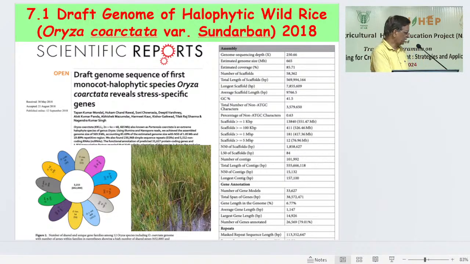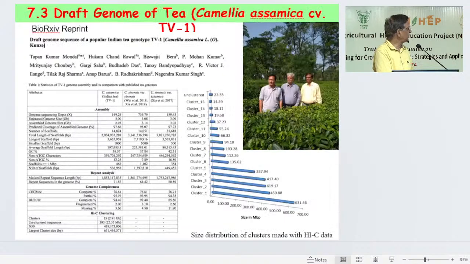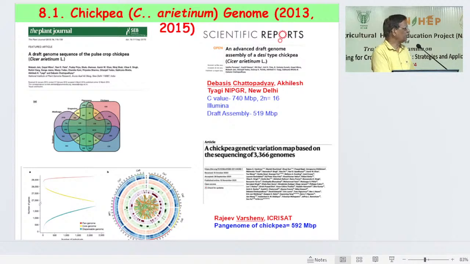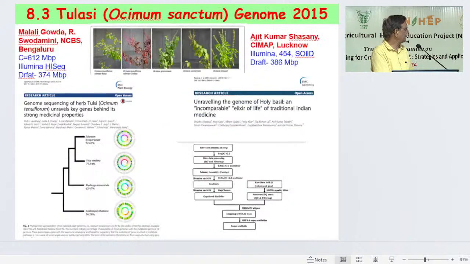Similarly we have sequenced the genome of Raja coaptata here at our institute. Then also the dwarf coconut genome in collaboration with the Kasaragod Institute, CPCRI. Then the tea genome has been sequenced by Tapan Mandal. Then the guar genome by Dr. Gaikwad. He will be presenting these things. Then at other institutes where we are not involved, the chickpea genome has been sequenced by Delhi University South Campus. Then another one, the Azadirachta indica, the neem genome, has been published by an institute in Bangalore. Then you have the Tulsi genome by CMAP and one more institute. Then the Haldi genome by IISR Bhopal.